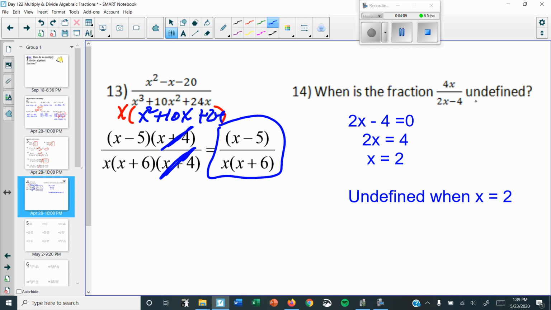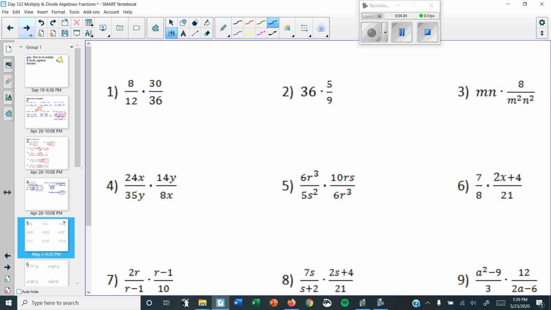Okay, for 14, in order for something to be undefined, that means the denominator is equal to 0. So what would it take to make this equal 0? Just set it equal to 0. Add 4. Divide by 2. So it will be undefined when x is 2. Okay. So this lesson is just an extension of the last one.